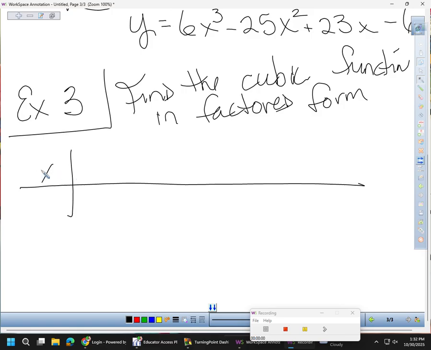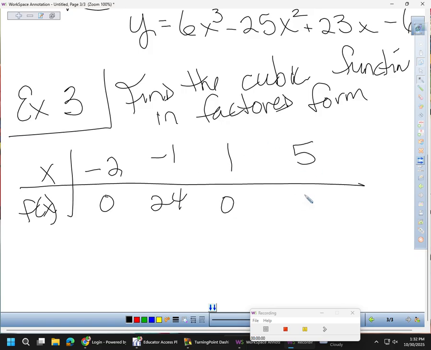So let's say I have x and I have f of x. Beginning my table, I have a negative 2, 0. Let's say I have a negative 1, 24. How about 1, 0, and 5, 0? All right, so here's how it's going to work.